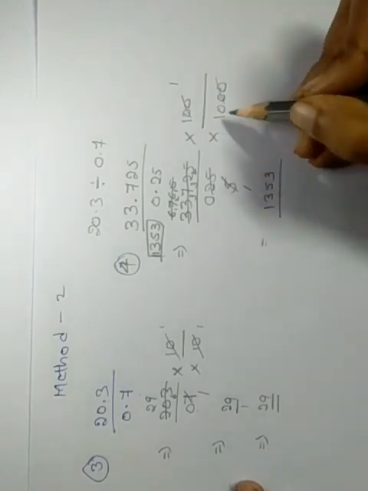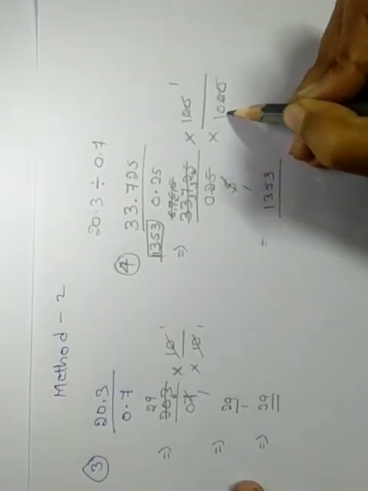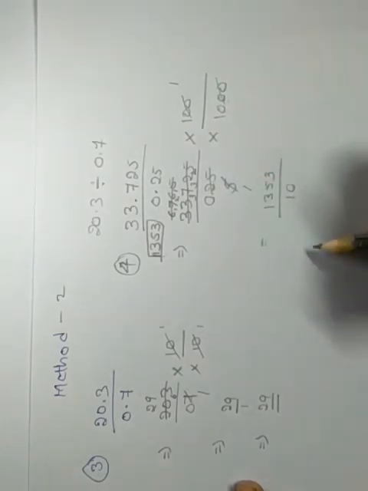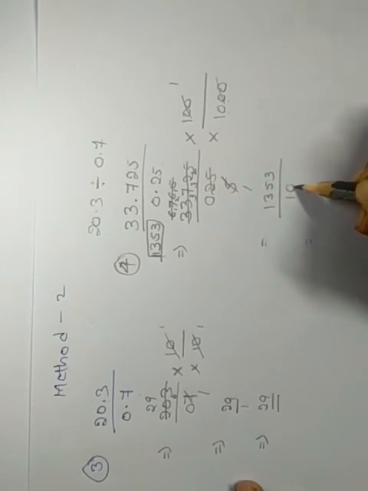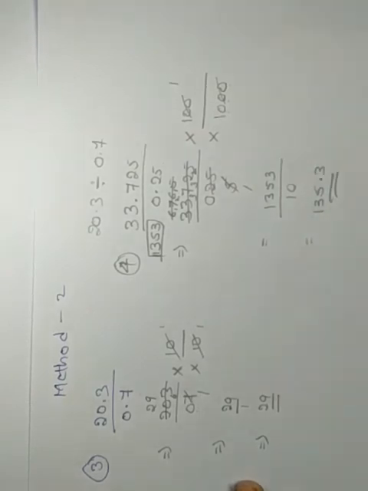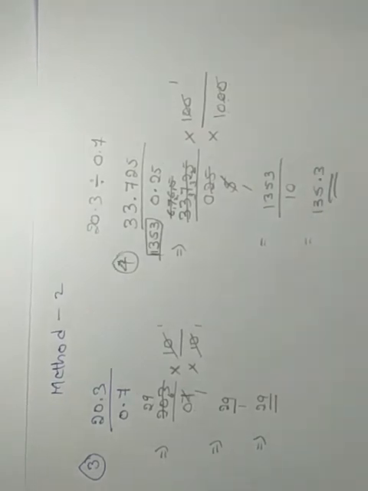And at the denominator place, still 10 is remaining after cancelling 2 zeros, right? So 10 ones are 10. Now you can put the decimal point after the single digit because there is a single 0 present. 5.3. Thus this is the required answer.